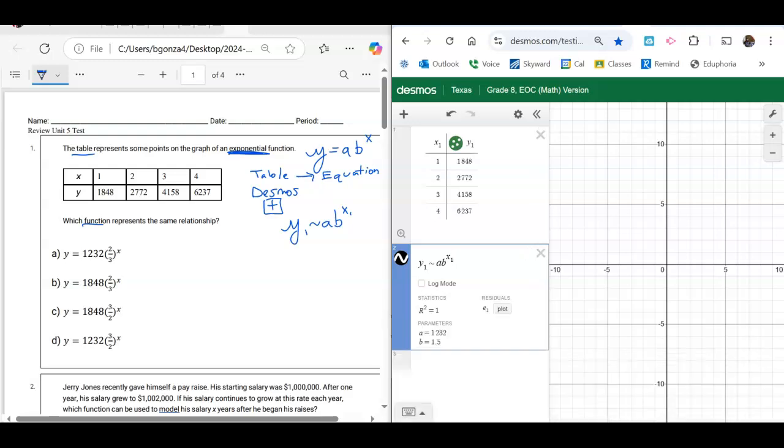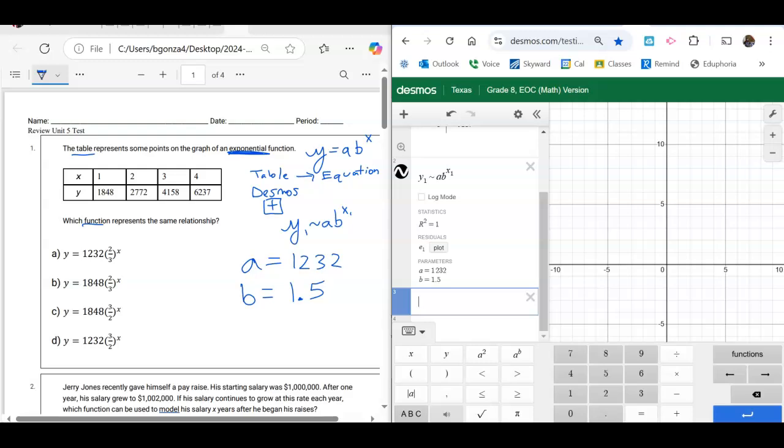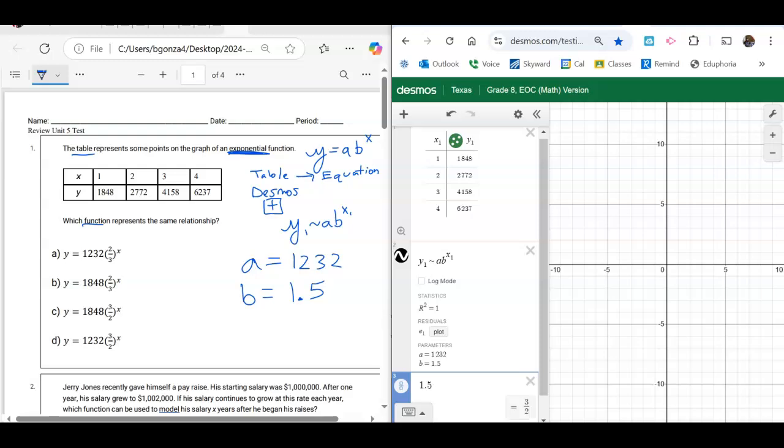Now, it's going to give us an a value and a b value. So look, my a is 1232. My b value is 1.5. Now you can just type 1.5 here, and then it'll give you this little fraction bar, and it'll give you the fraction, which is 3 over 2, right? So that means if my equation is a times b to the x, it's going to be 1232 times 3 over 2 to the x. What answer matches that? Letter D.